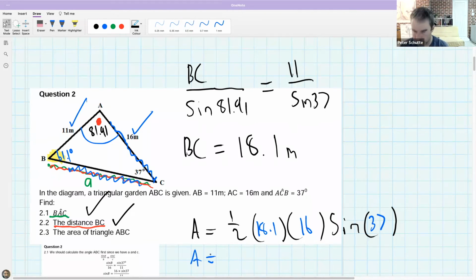And let's see what everyone gets for that. Times. And there are other ways to have done that, but you should get 87. And this is a matter of rounding. So we're going to be 18.1. Okay, so you should be getting around 87.12. And the units should be meters squared.